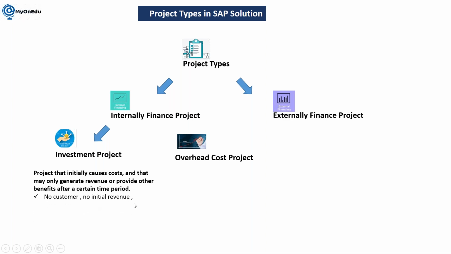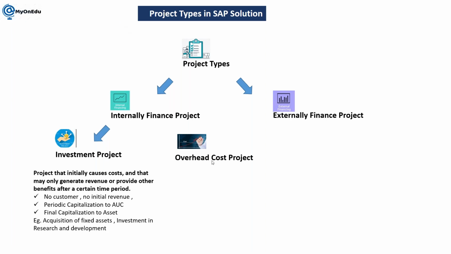Here, no customer, no initial revenue. Periodic capitalization to AUC. We'll understand what is the meaning of capitalization. AUC is asset under construction. Final capitalization to asset. Acquisition of fixed asset, investment, research and development. So these are some examples here.